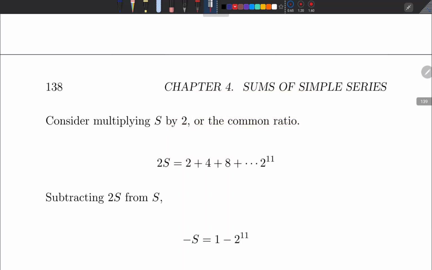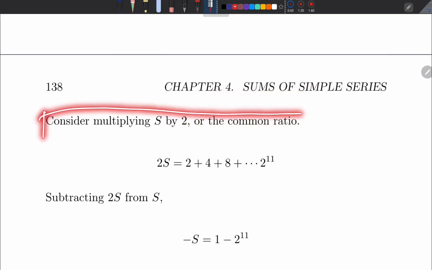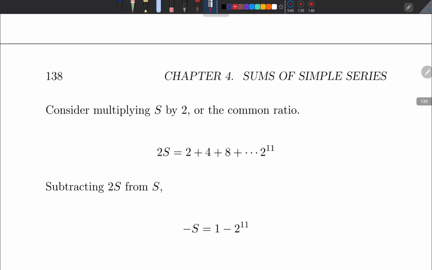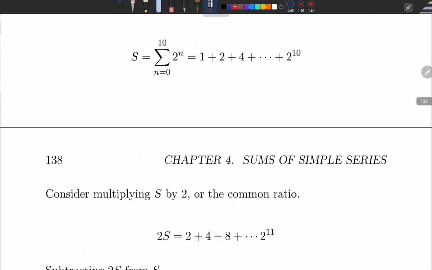And now let's go further. Okay, so we have considered multiplying S by 2, the common ratio. Wait a second, just take a look at this. Let's say that this is your a sub 1, this is your a sub 2, this is your a sub 3, and it just goes up to a sub 10.